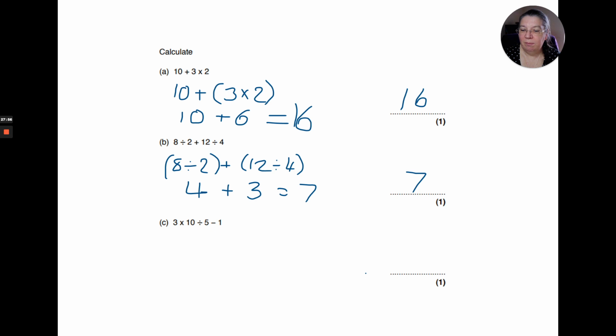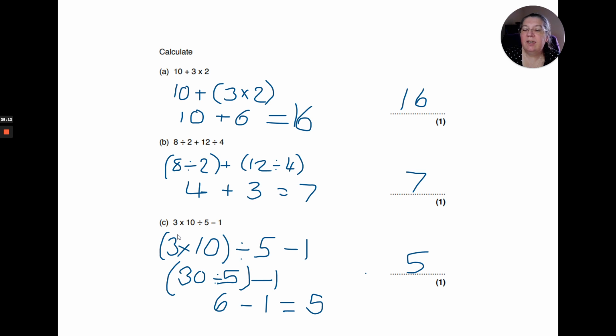It's slightly trickier. And finally, 3 times 10 divided by 5 minus 1. So we've got multiplication and division. So let's work those out from left to right. So first of all, 3 times 10, which is 30. Then we divide that by 5, which is 6. And then we can take away the 1. 6 minus 1 is 5. Well done if you got all of those right.